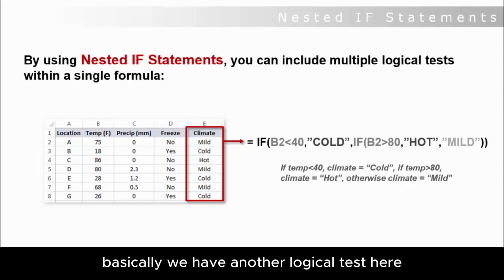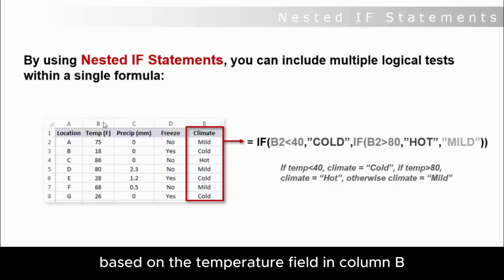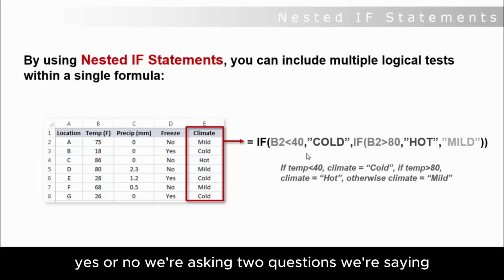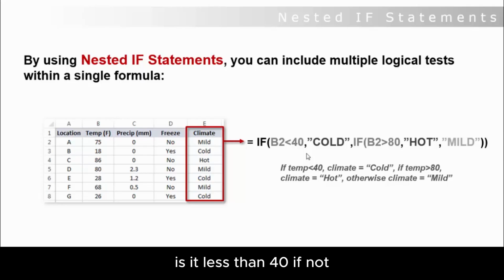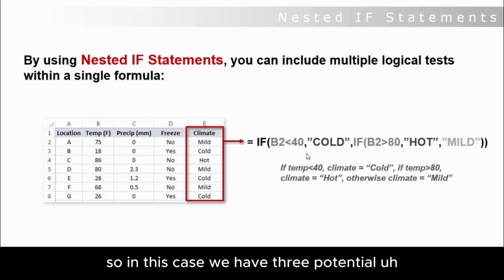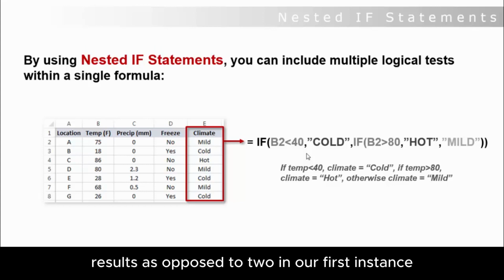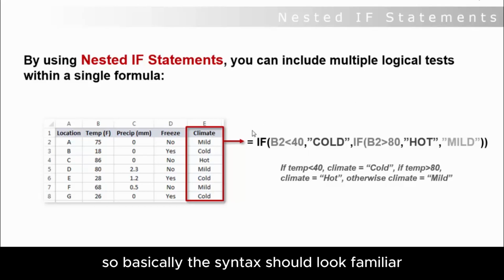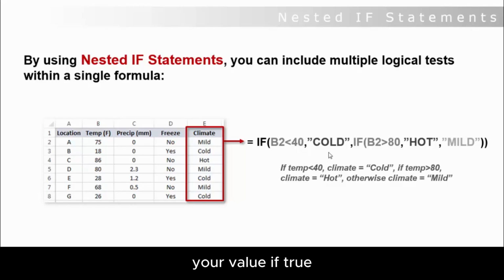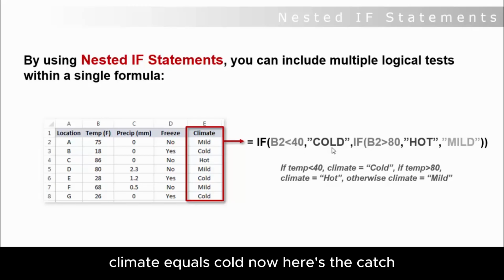Basically, we have another logical test here based on the temperature field in column B. But instead of just saying, is the temperature less than 32, yes or no, we're asking two questions. We're saying, is it less than 40? If not, let's see if it's greater than 80. If not, return this otherwise value if false. So in this case, we have three potential results as opposed to two in our first instance. Basically, the syntax should look familiar. You start with your logical test, B2 is less than 40, your value if true. So in this case, if your temperature is less than 40, climate equals cold.